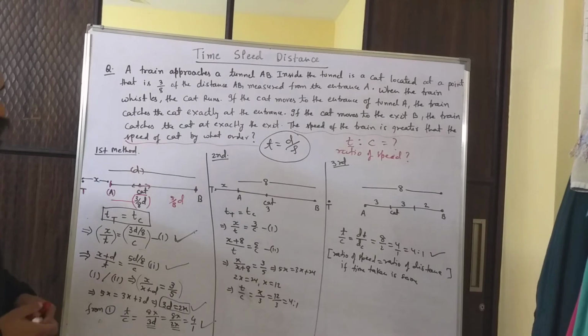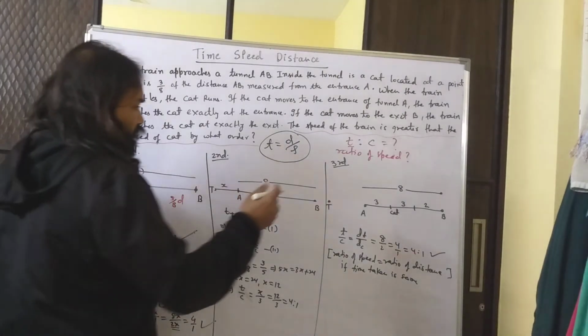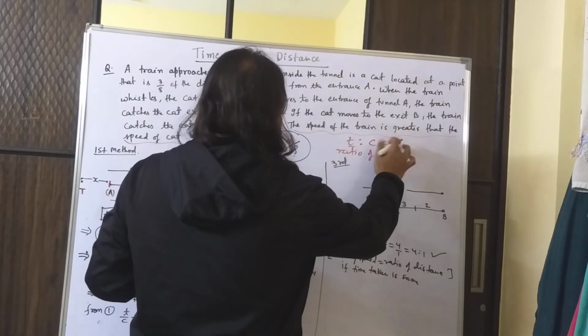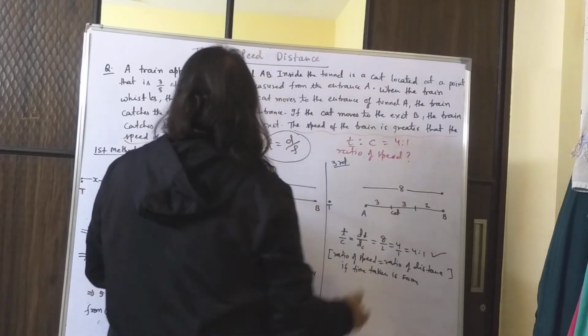So this is by the first method. Okay. It took some time to explain, right? Now the other methods will become very clear. So this answer we already got. This is going to be 4:1. Now let's come to the second method.